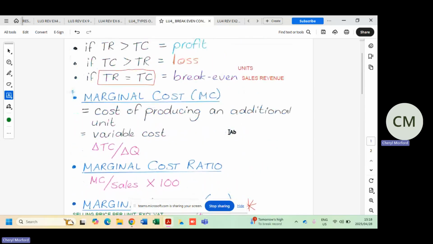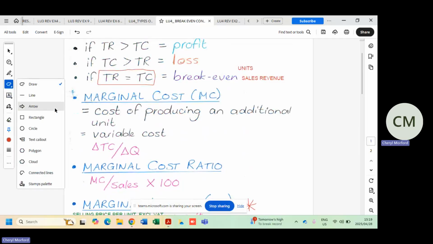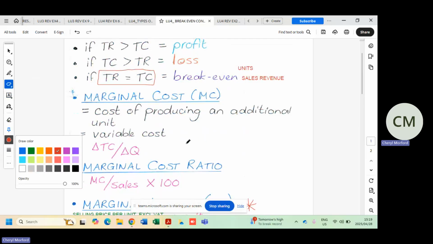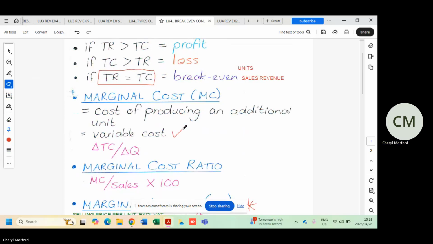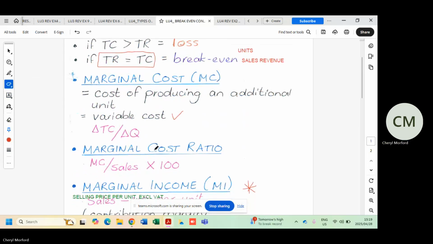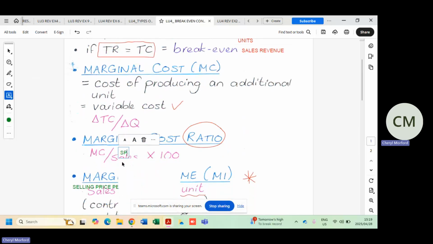Something else we can calculate is marginal cost. So this is the extra cost of producing an extra unit, as you have always understood it in economics. So it is a cost that's going to change as your level of output changes. So basically, it is just variable cost. Change in total cost divided by change in units. We can transform that into a marginal cost ratio by simply finding the marginal cost as a percentage of selling price. Prefer to say selling price instead of sales.